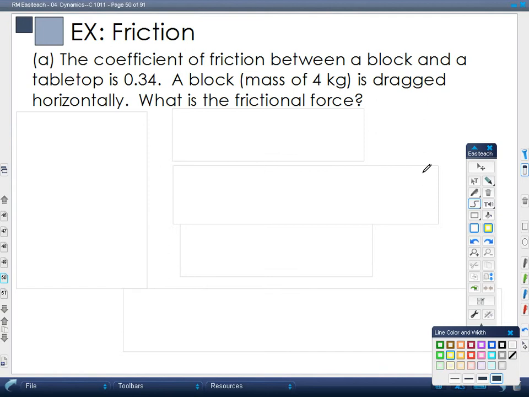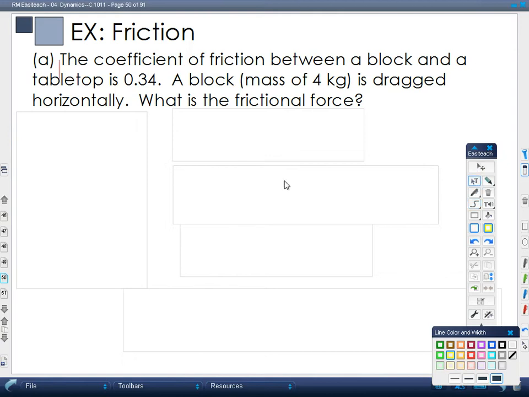This is a friction problem. It talks about the coefficient of friction between a block and a tabletop. So as usual, the assumption is that if you've got a block on a tabletop, it's a horizontal tabletop. It's a flat surface. It's a level surface. If you look at this kind of description, the assumption is a horizontal surface.